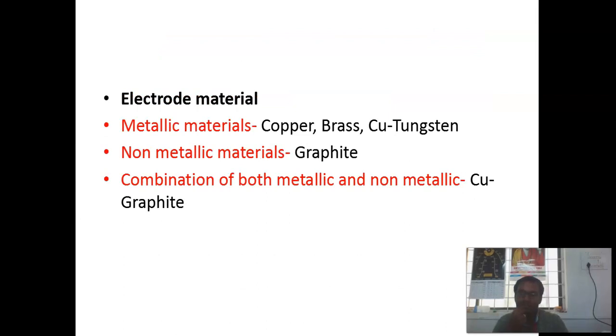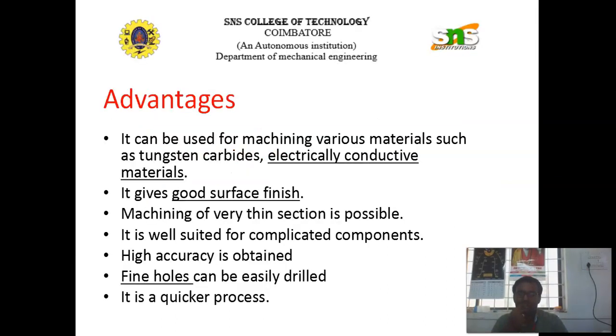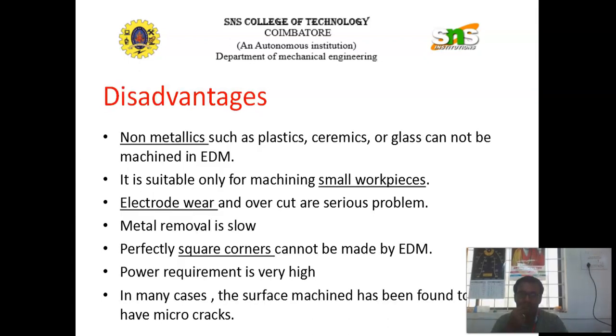Next, what are the electrode materials we use in the electrical discharge machining process? The metallic materials are copper, brass or copper tungsten. Non-metallic materials such as graphite are used, or else a combination of metallic and non-metallic materials can be used, for example copper graphite. Advantages: it can be used for machining various materials such as tungsten carbides and electrically conductive materials. It gives a good surface finish and machining of very thin sections is possible. Fine holes can also be drilled with the help of EDM, and it is also a quicker process.